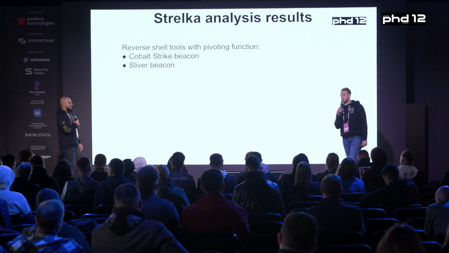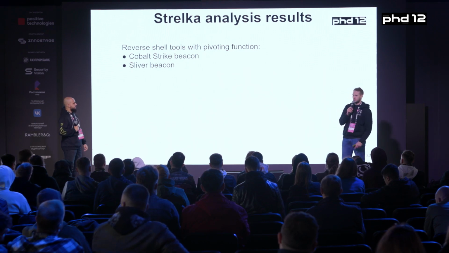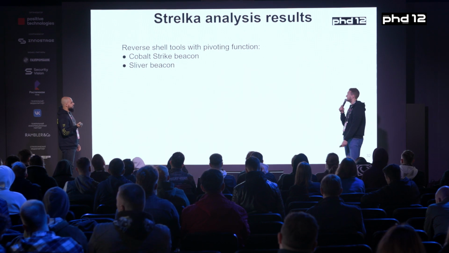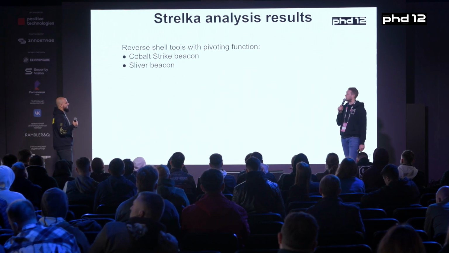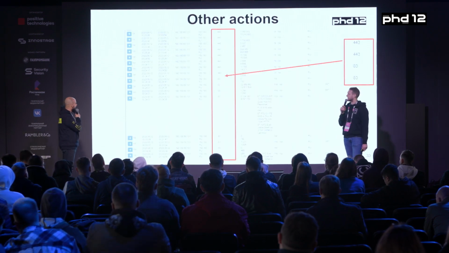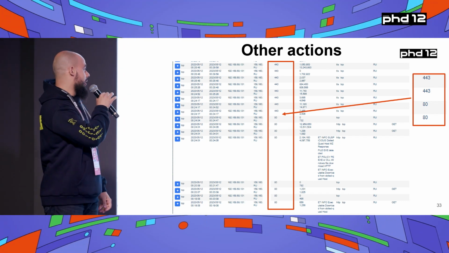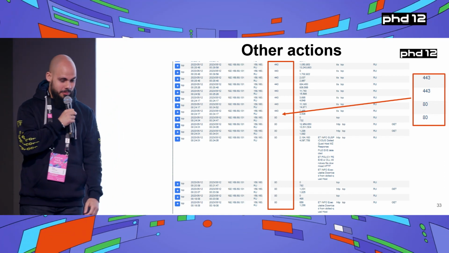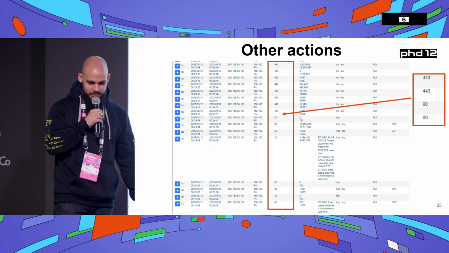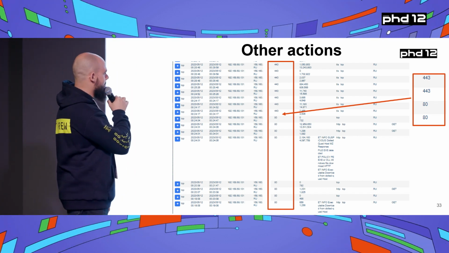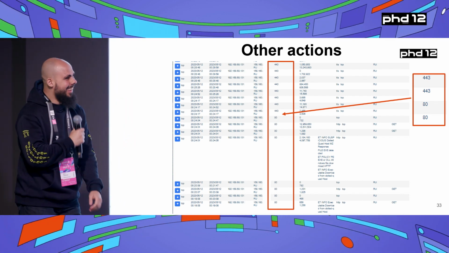So let's analyze the traffic. Ivan will tell you what we saw in the traffic, and these results are quite crucial. Can anyone tell why it was so easy to guess that it was Sliver? Really, we could make that conclusion quite easily, telling Cobalt from Sliver, because it was a controlled hacking.